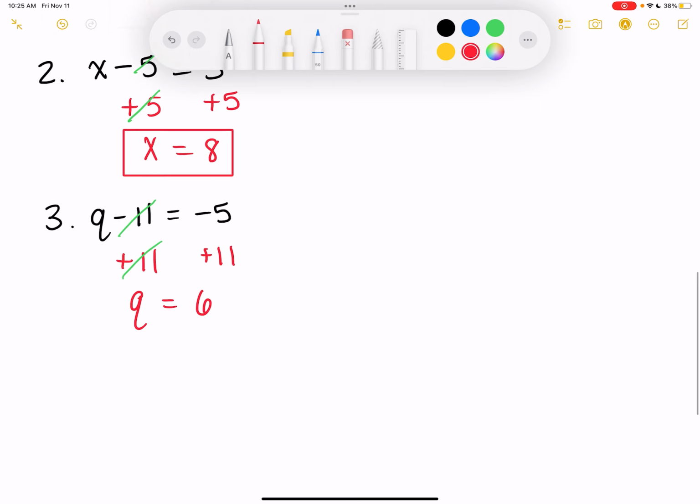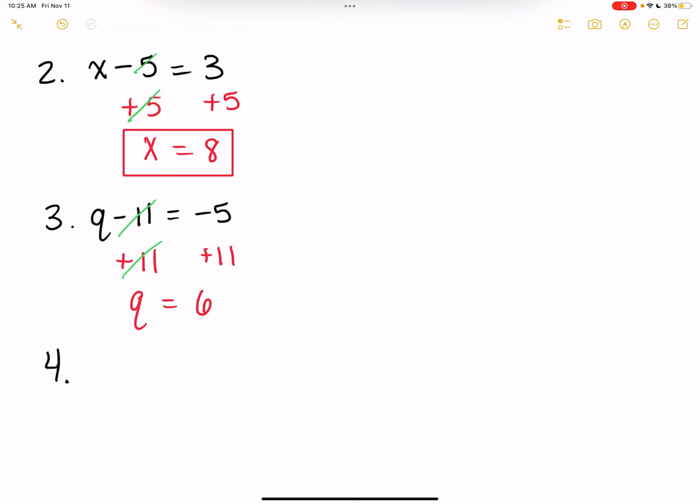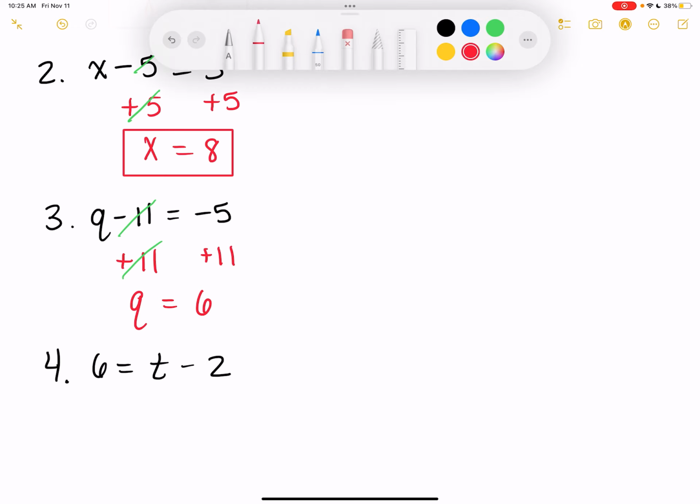All right, this next one. So like I said, normally we do letters on the left, numbers on the right. It's just the way that it always gets read off. Doesn't have to be that way, though. If the numbers are on the left side and the letters are on the right, it's totally fine. So number 4, we have 6 equals t minus 2. So what do I need to do to this one?